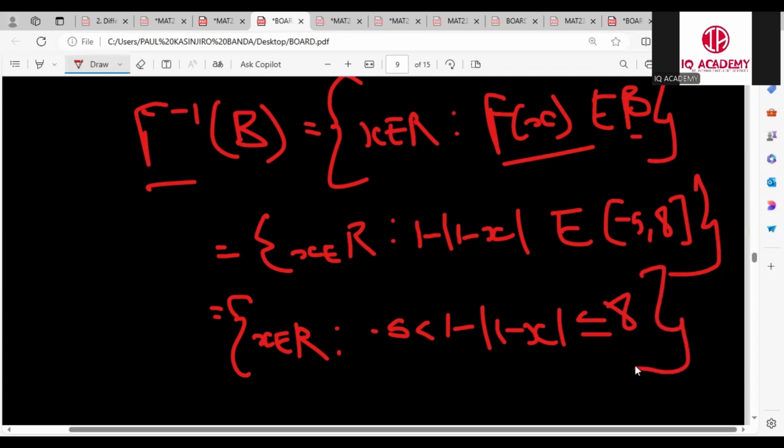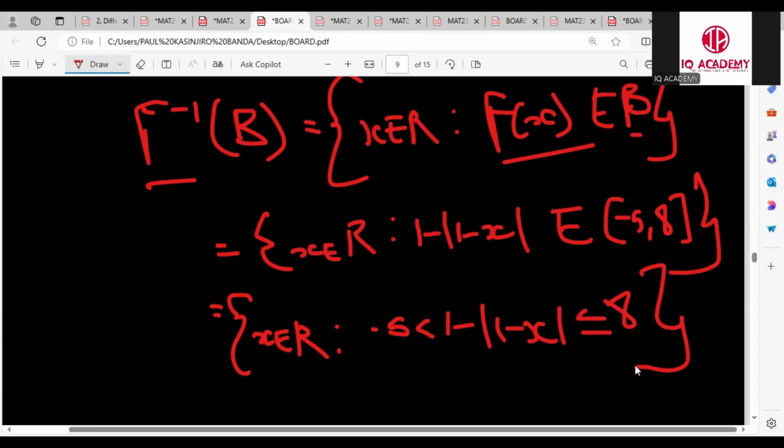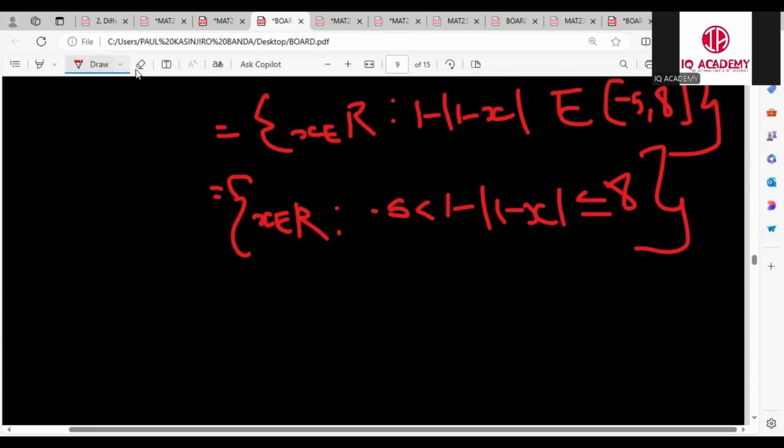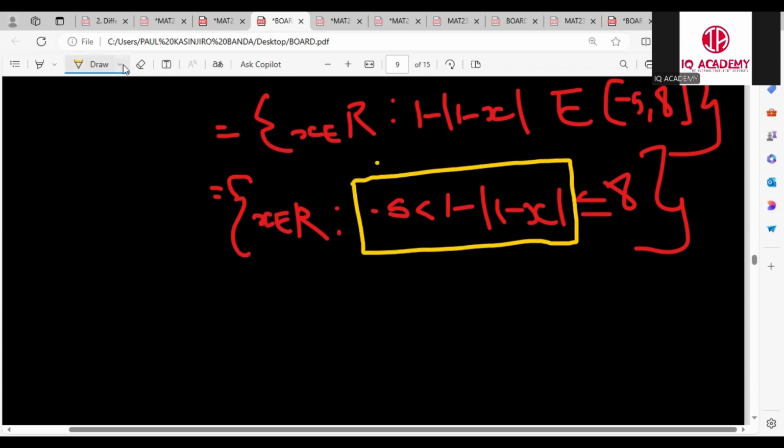And then from there, we can actually separate these inequalities into two. So the first one will be the one on the left. So the first equation will be this. This will be our first equation. And then the second one will be this one on the other part. So the other one will be this one in blue now.